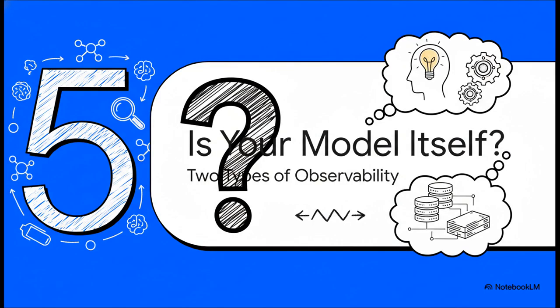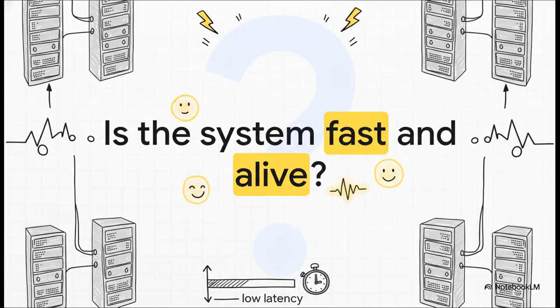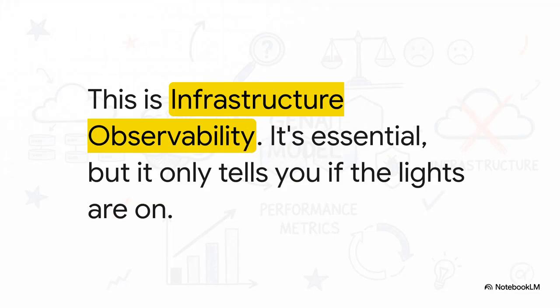So let's bring this all home. To really monitor a modern AI system, you need two totally different but equally critical types of observability. You're really asking two very different questions. The first question is the one we've been asking for decades. Is the system fast and alive? Are the servers on? Is the network okay? Is latency low? This is classic infrastructure observability. It's absolutely crucial, but as we've seen, for GenAI, it's dangerously incomplete. It only tells you if the lights are on in the building.